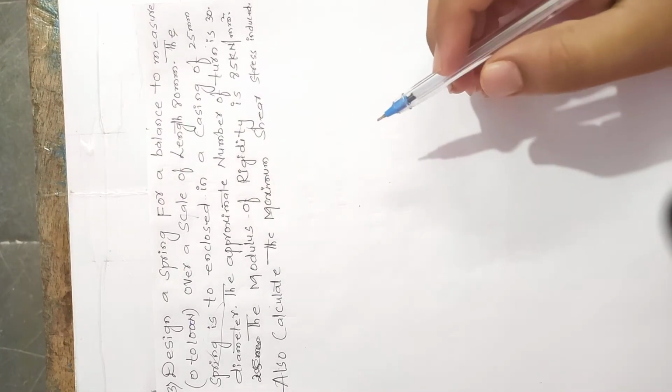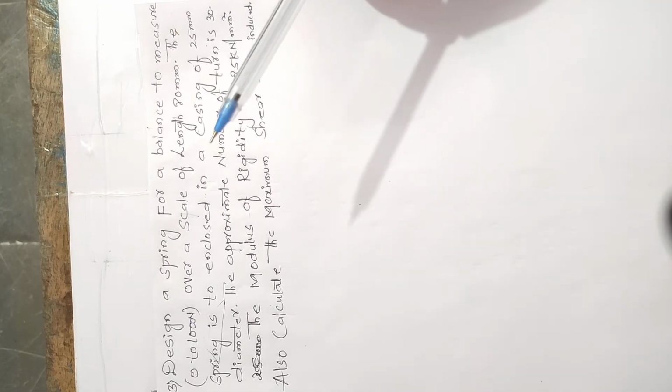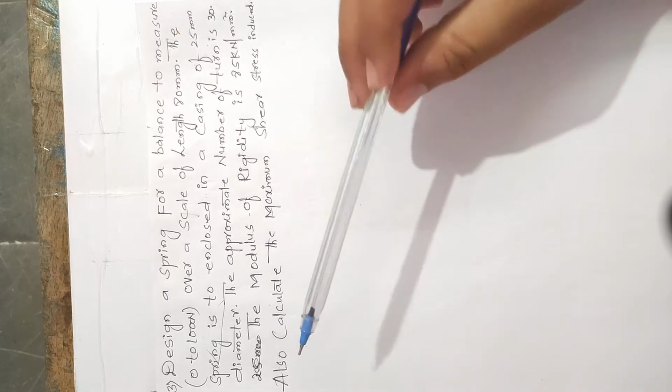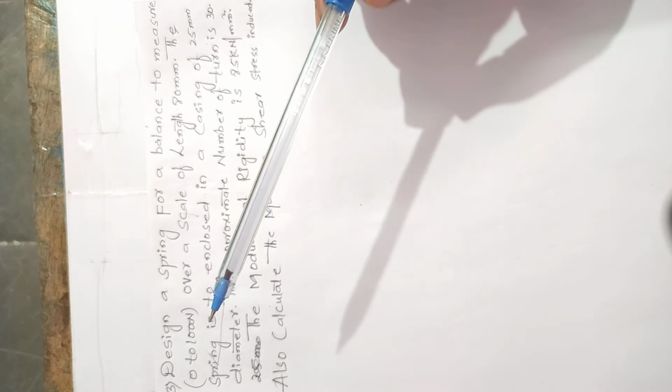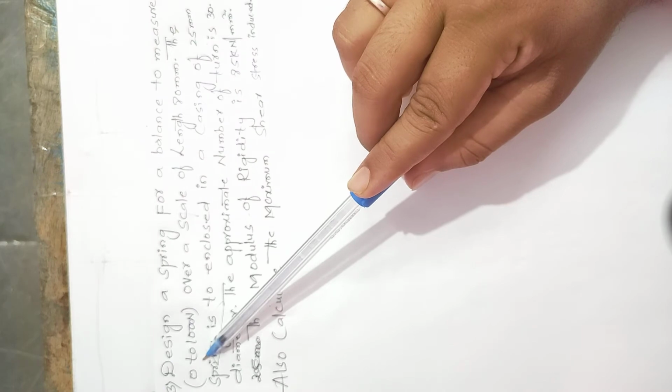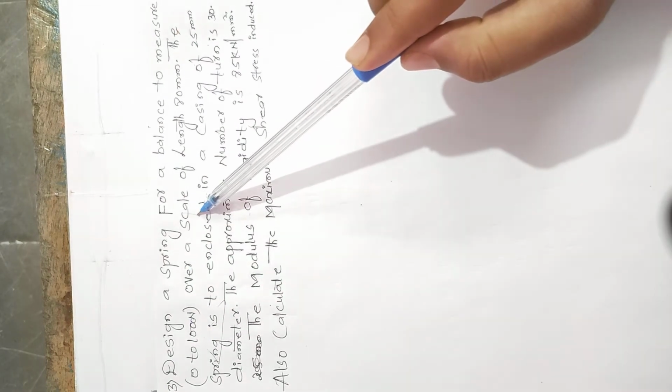So, in these sessions, we are going to learn a third problem on the spring. Design a spring for a balance to measure 0 to 1000 Newton over a scale of 80 mm. This means that on the spring, we are applying the load in the range of 0 to 1000 Newton, so it causes the deflection length we got as 80 mm.